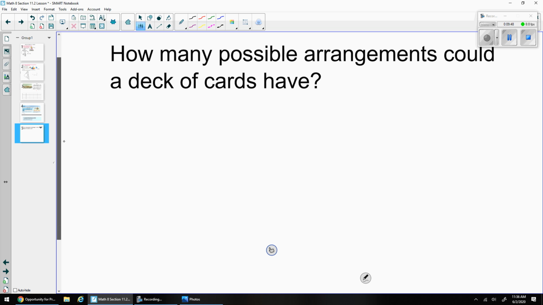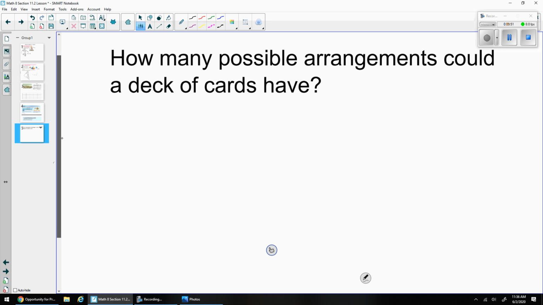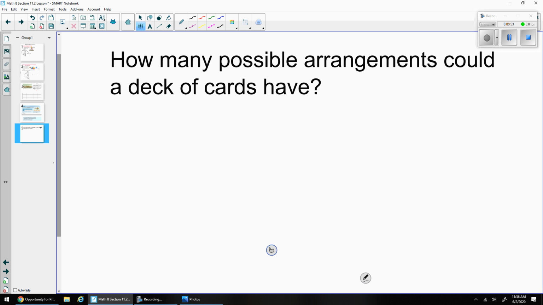So I maybe have talked about this with some of you before, but how many possible arrangements could a deck of cards have? So a deck of cards has 52 cards. Okay, so if you were to shuffle a deck of cards, how many different cards could be the first card on top of the deck? Well, there's 52 possible cards, so you could have 52 options for that first card.